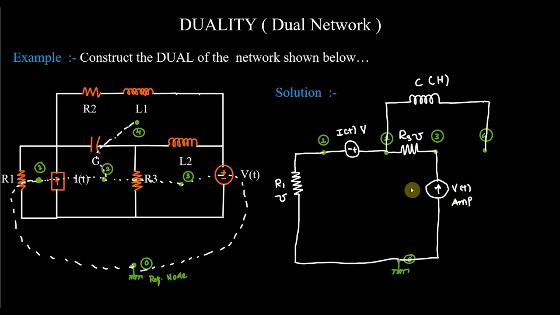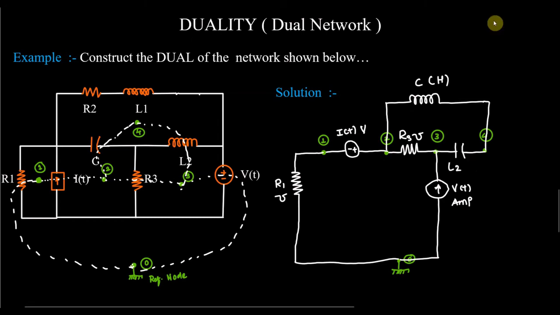Fine. Now similarly, there is no other element, but between the third and fourth there is an inductor. So between the third and fourth, which is a mutual element, the inductor's dual will become a capacitor. Like this, between 3 and 4 there is a capacitor, and the value will be L2 farad. Fine. Now we have written for 1, 2 and 3.